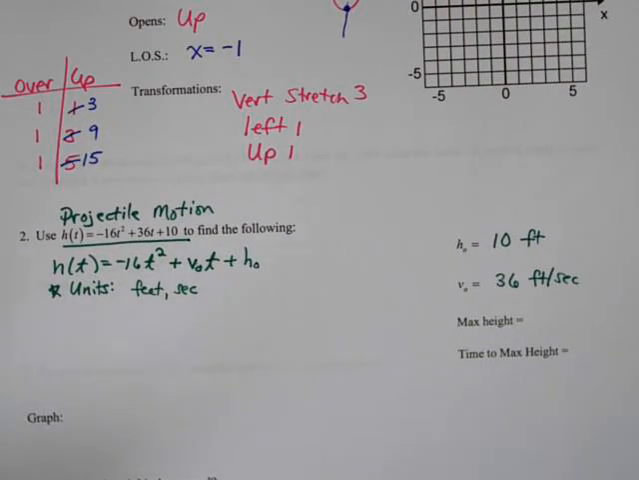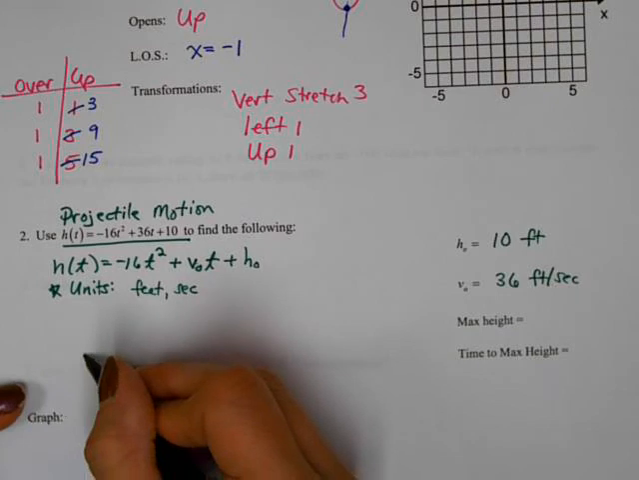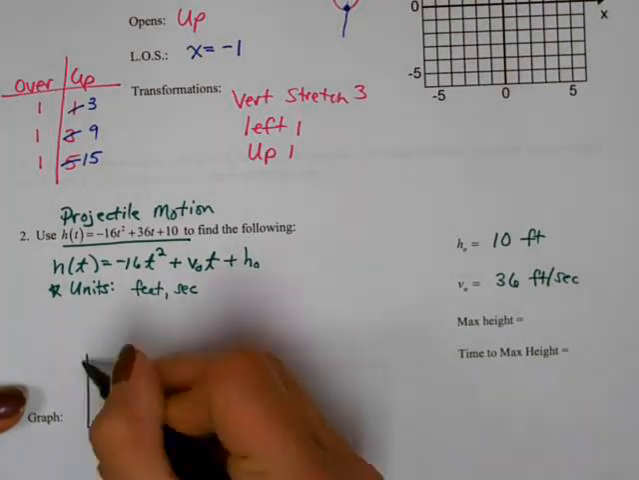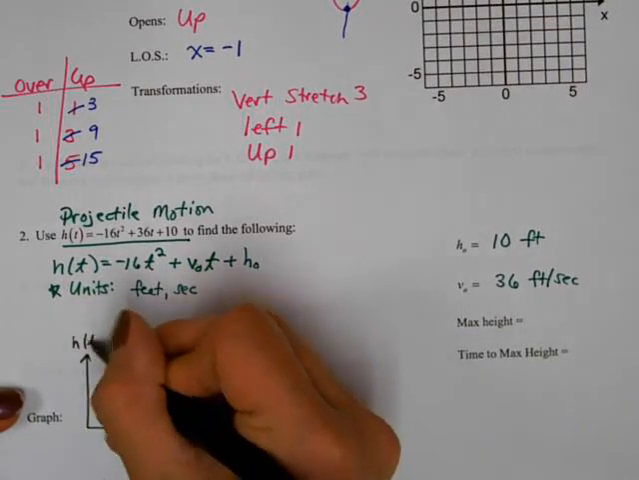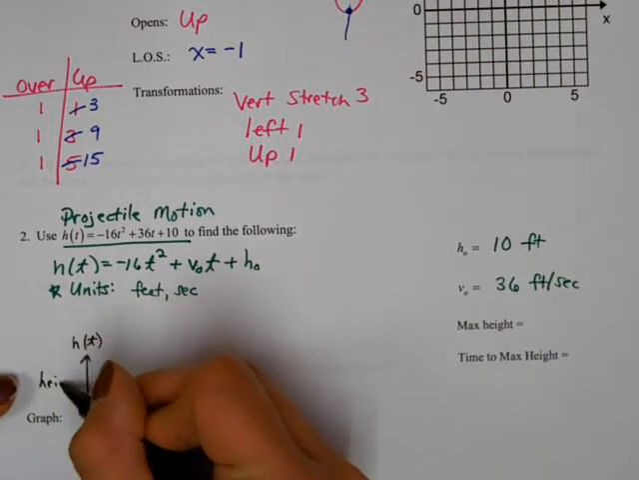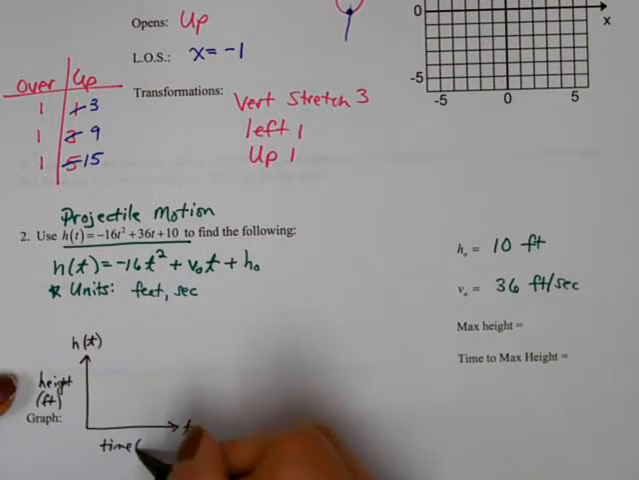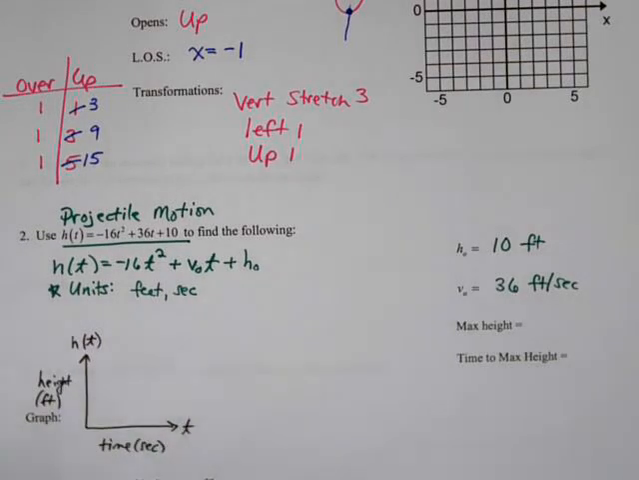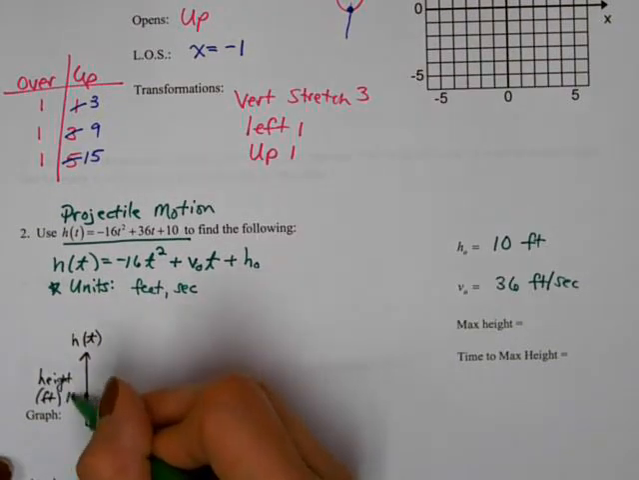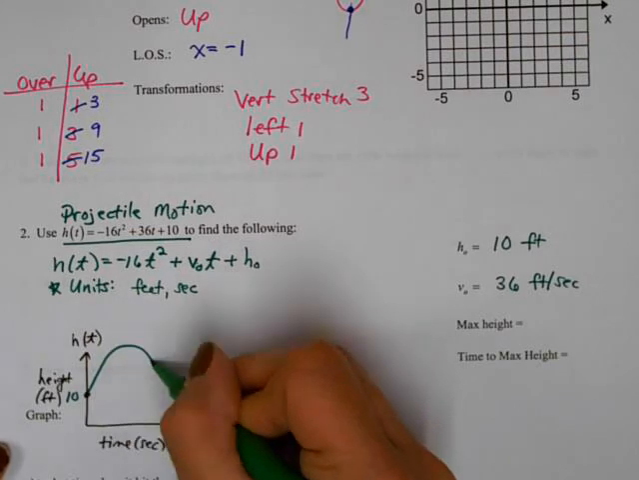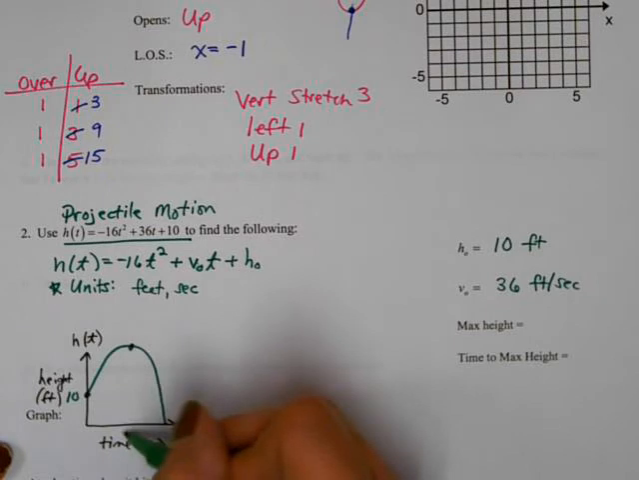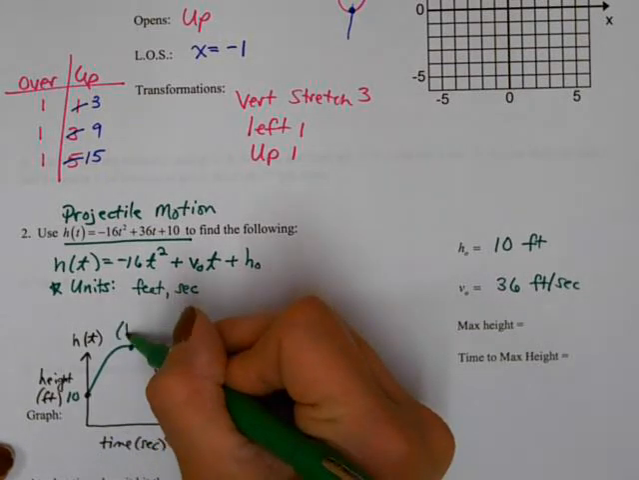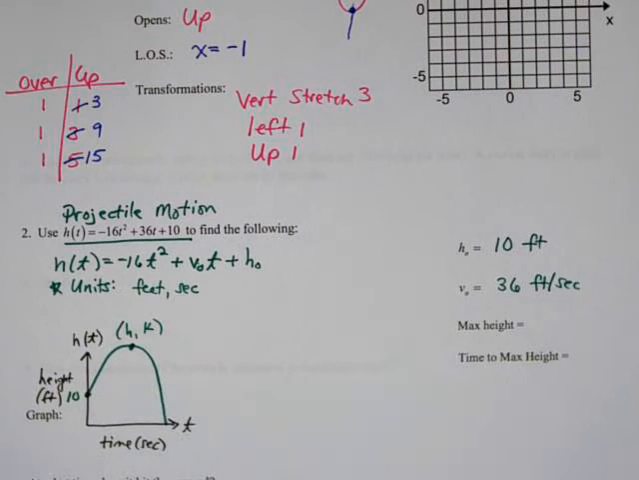If I take a look at a graph, which it says to draw right here, my two variables are t and h of t. So we've got height right here, with units feet. We've got time with units seconds. The initial height was 10 feet, and it was going up, up, up, down, down, down. How do you find the maximum height and the time it takes to get to that height? We're going to do an h and a k calculation.